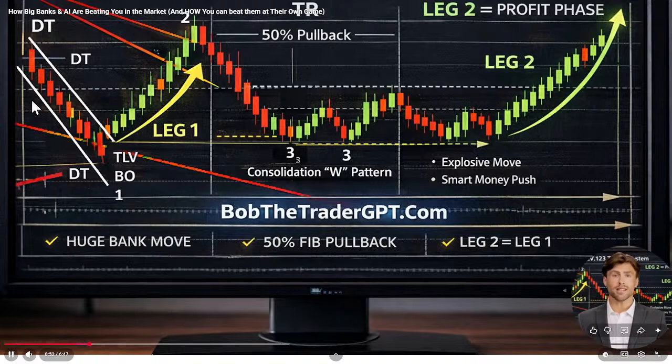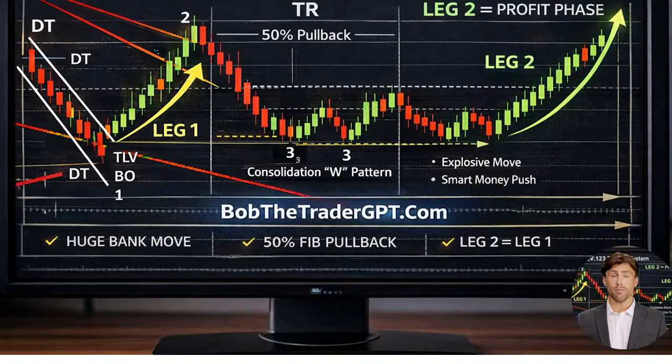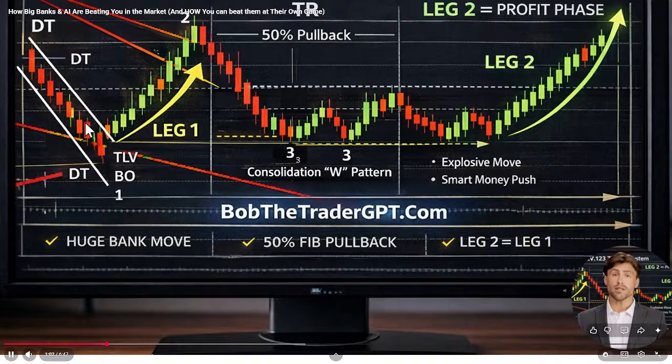Now keep your eye on that downtrend. At this stage, many traders are still thinking sell, sell, sell. They believe the existing trend is going to continue. But then something starts to change. Price stops falling cleanly, and the market begins to stabilize. Then suddenly we get a push upward. This is the next key moment.